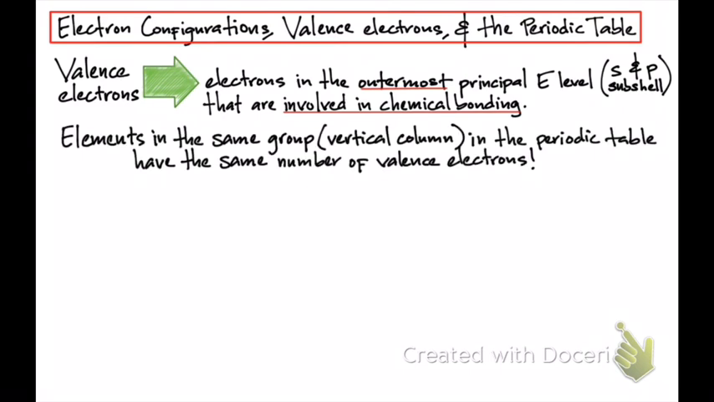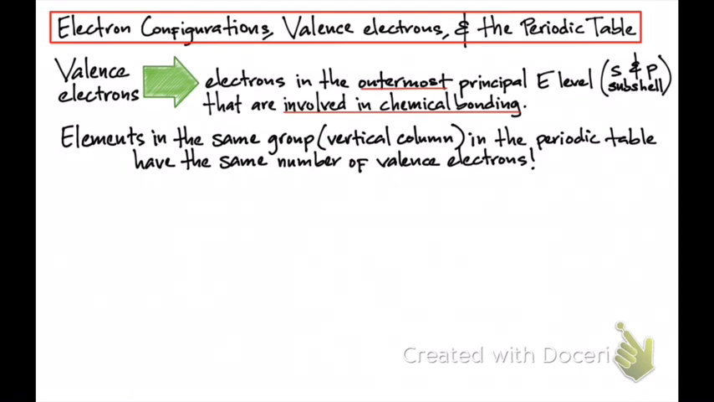So how do we determine the number of valence electrons per element? You have to remember that elements in the same group, or vertical column, have the same number of valence electrons. For example, group 1 elements will have the same number of valence electrons. Group 2 elements, same thing. Group 3, 4, 5, 6, 7, and 8.